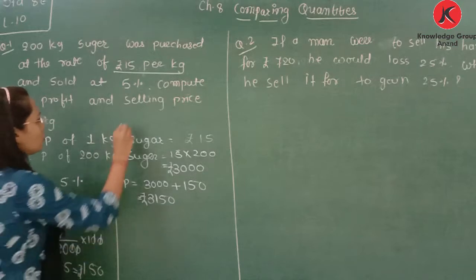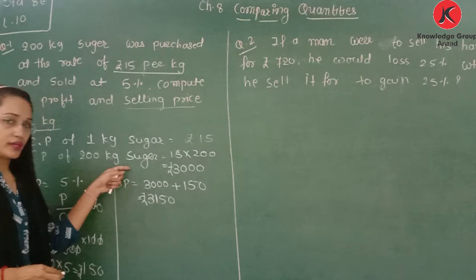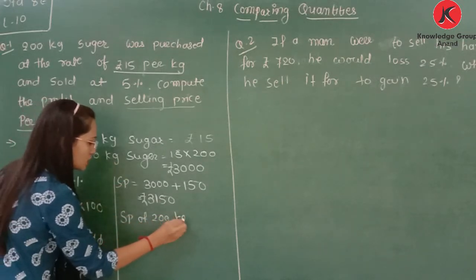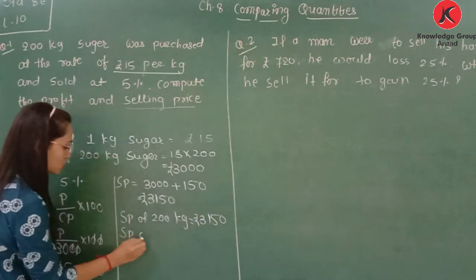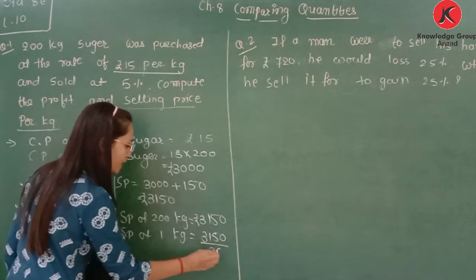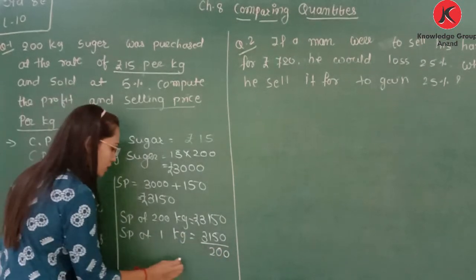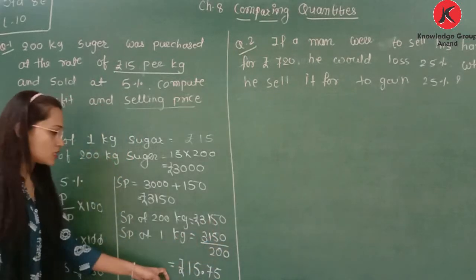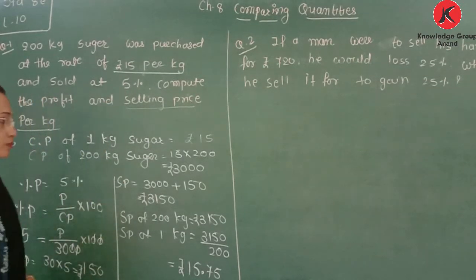Now in the question you need to find the selling price per kg. This is the selling price of 200 kg. So SP of 200 kg is 3150 rupees. So selling price of 1 kg is equal to 3150 divided by 200. If you divide 3150, you will get rupees 15.75. So this is the selling price of 1 kg sugar if 5% profit is there.